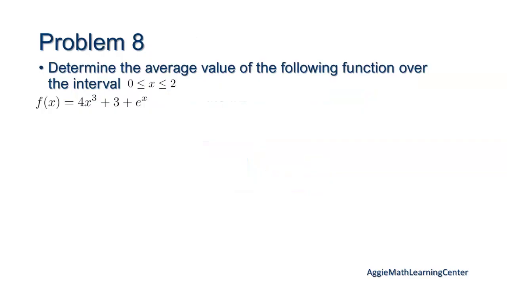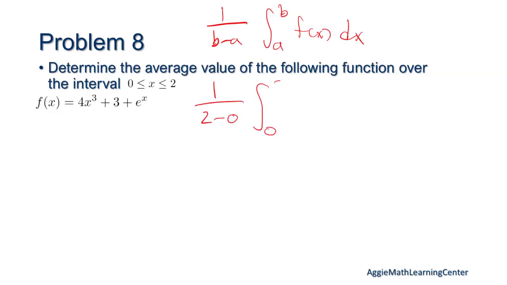So to find the average value of the function, we're going to use that formula. So I'll write it up top. It's 1 over b minus a times the integral from a to b of f of x dx. In this case, our a is 0 and our b is 2, so we can put that in immediately. The integral from 0 to 2, and our f of x is given. So it's 4x cubed plus 3 plus e to the x dx.